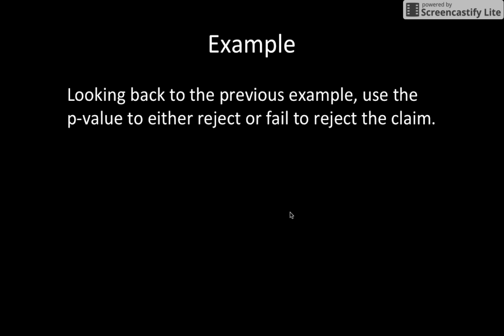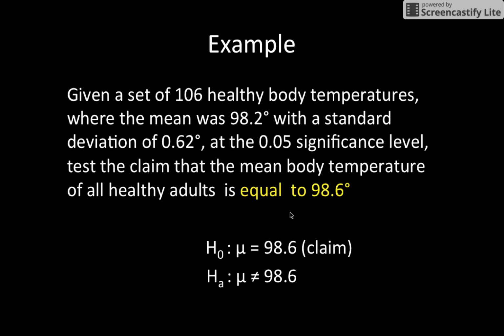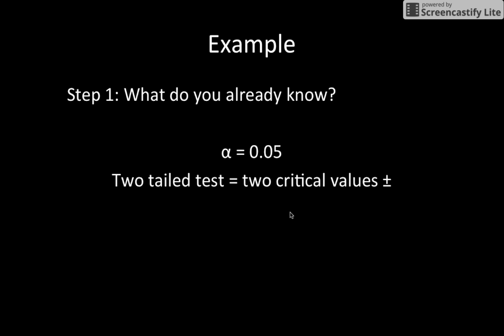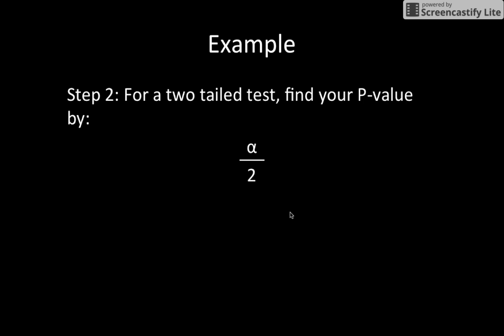So for example, looking back to the previous example, use the p-value to either reject or fail to reject the claim. You want to look at what you already know. So you know alpha is 0.05, and it's a two-tailed test. That means it's going to have two values, one negative and one positive.